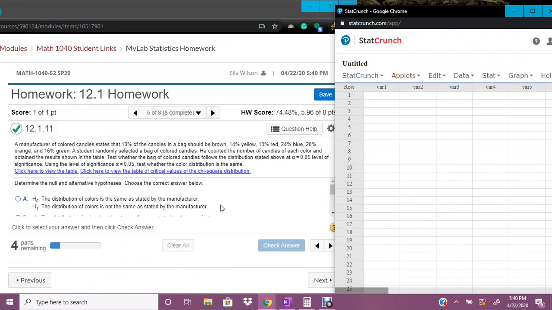With the null and alternative hypothesis, in the past the null was always equal to 0 or equal to something, equal to whatever someone thought. Now we're doing that same thing but with more words.